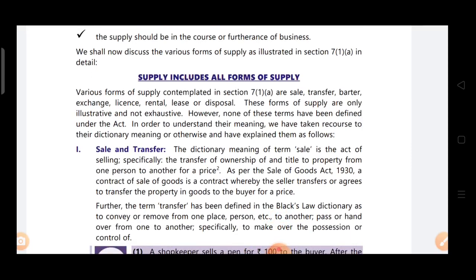So supply includes all forms of supply. Various forms of supply contemplated in section 7(1)(a) are sale, transfer, barter, exchange, license, rental, lease or disposal. These forms of supply are only illustrative and not exhaustive. However, none of these terms have been defined under the Act. In order to understand their meaning, we have taken recourse to the dictionary meaning or otherwise have explained them as follows. So these terms are not defined under the Act, so they have taken the dictionary meaning.